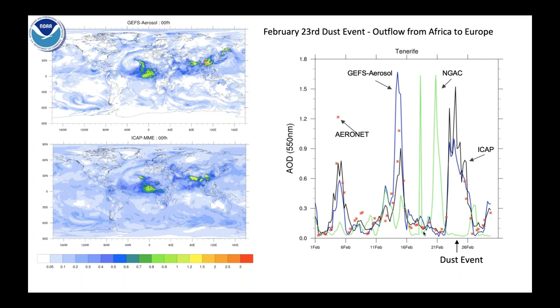And what we can see is that Fengsa is able to reproduce this event, capture the same thing as the ensemble member analysis. And, you know, there's actually points where we're able to predict higher aerosol concentrations than even ICAP is. But at the same time, we're missing some. So, you know, it's a mixed bag.